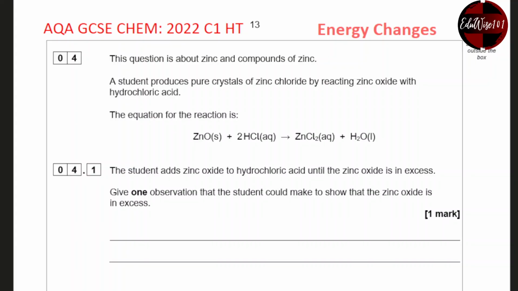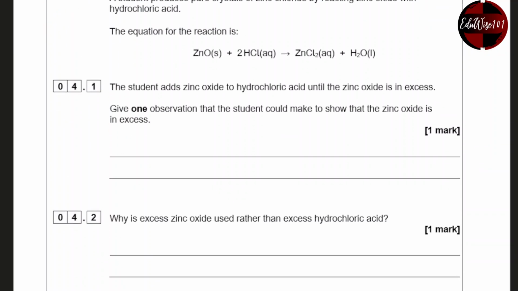The equation for the reaction is zinc oxide, which is a solid, plus 2HCl, which is aqueous, gives zinc chloride, which is aqueous again, plus H2O. The student adds zinc oxide to hydrochloric acid until the zinc oxide is in excess. Give one observation that the student could make to show that the zinc oxide is in excess.